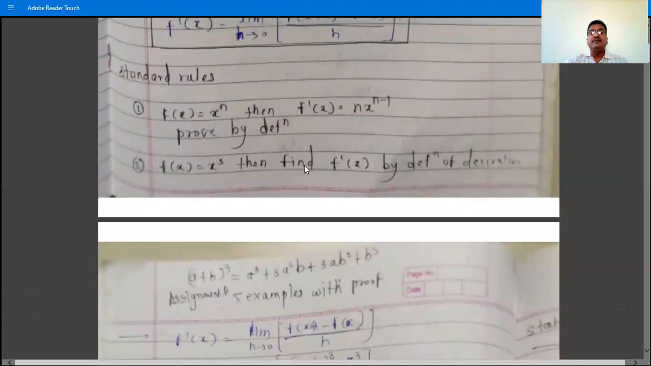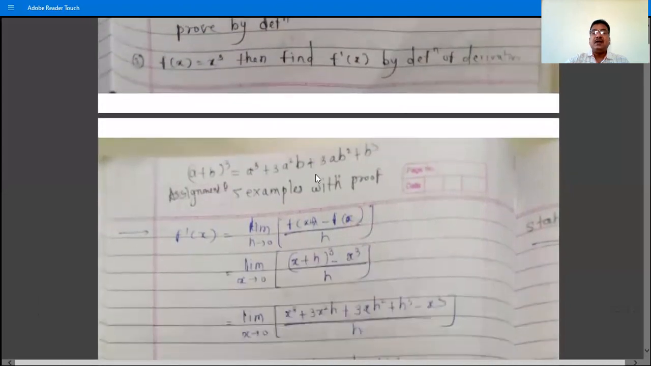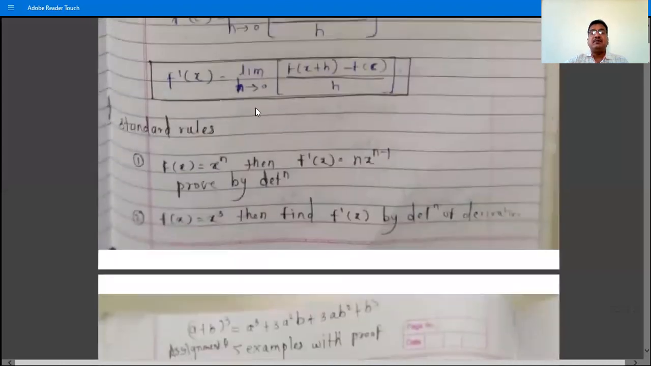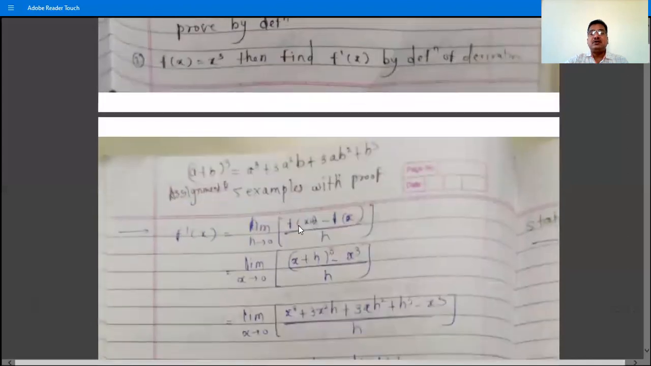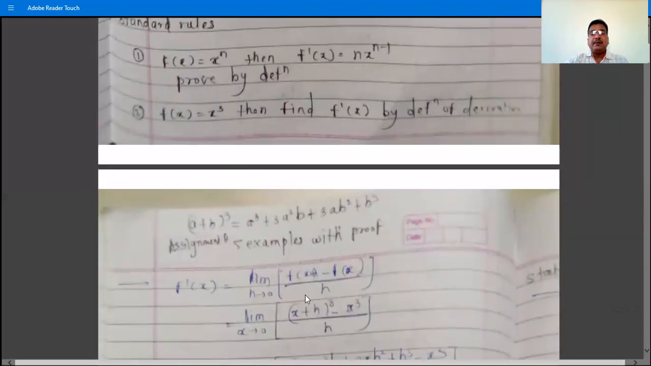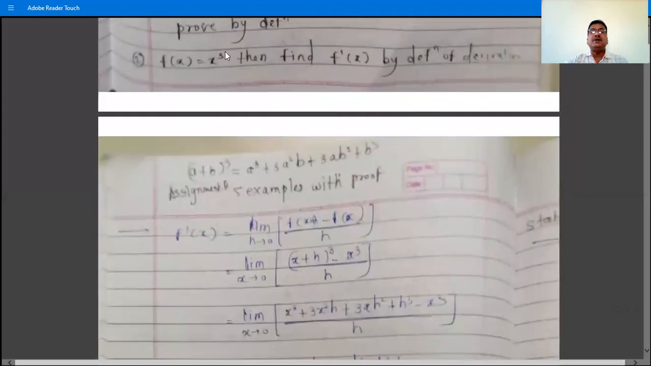f of x is x cube, then f dash x is what? 3x square. So f dash x is limit h tends to 0. I use this definition: h tends to 0, f of x plus h minus f of x divided by h. So write f of x plus h. f of x is x cube, so f of x plus h is (x plus h) cube minus x cube, divided by h.